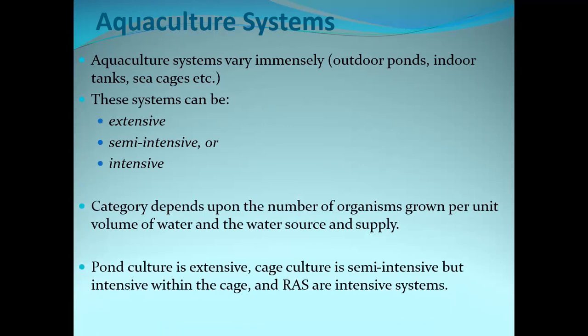So pond culture is extensive. Cage culture is semi-intensive, but intensive within the cage itself. And recirculating aquaculture systems are intensive systems, and these are the systems that we stock the most heavily. In Trinidad, for instance, or in areas where we have a very limited amount of available land suitable for pond culture, you would realize that tank-based culture is the most preferred form of aquaculture, because if we are to maximize production and earn a decent income, we need to have a lot of production going.